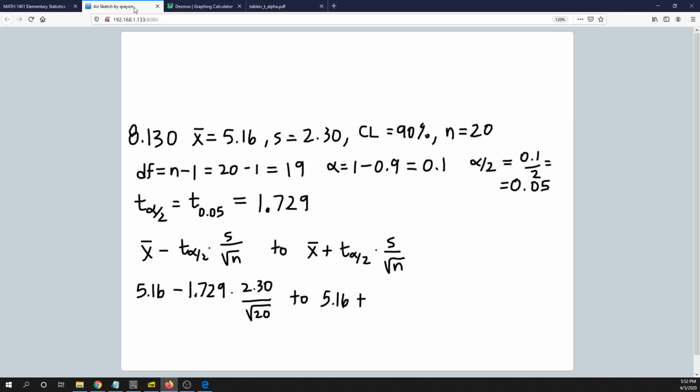And the upper limit is 5.16 plus 1.729 times 2.30 divided by the square root of 20. Okay. All right, and now we just need to calculate that out.